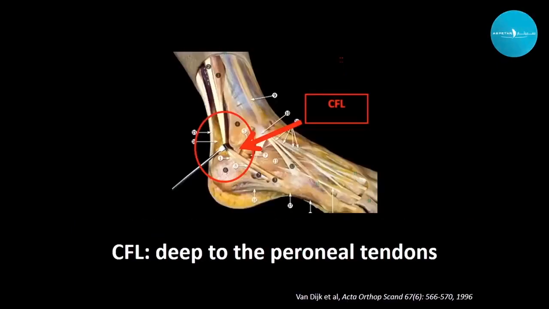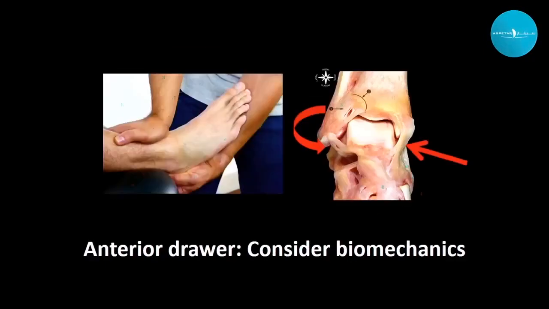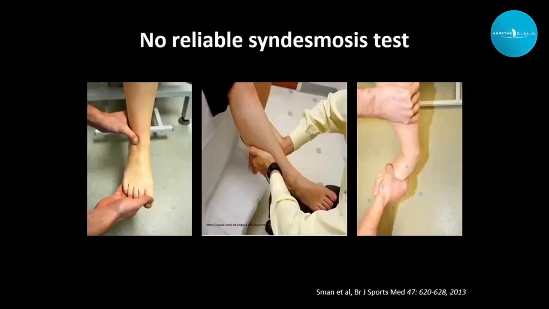And we should remember that when you palpate for the calcaneofibular ligament, the peroneal tendons actually run precisely where you're palpating. So are you palpating the ligament or the tendon? Even the anterior draw test can be misleading because the deltoid ligament, if it's not ruptured, prevents a straightforward anterior glide. So all these limitations need to be taken into consideration. And for me, the most important thing is that we know that there is not a single reliable syndesmosis test or even a combination of tests.